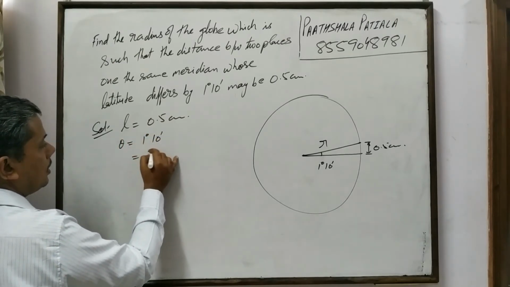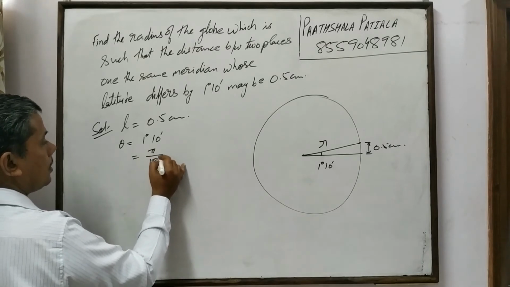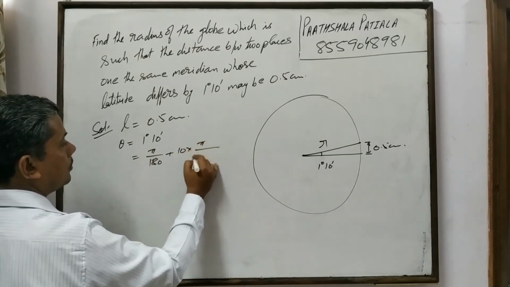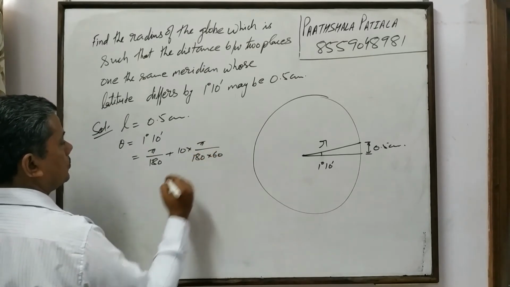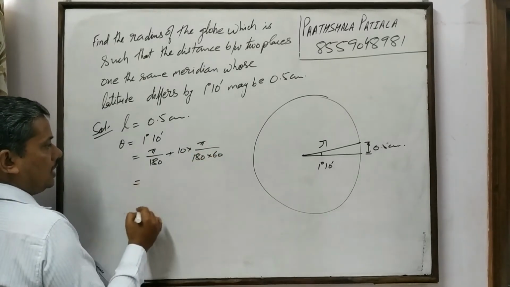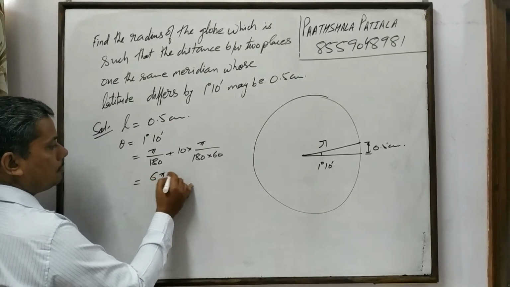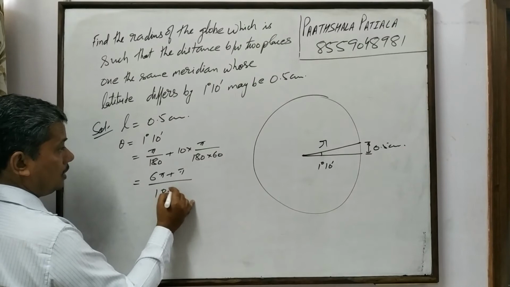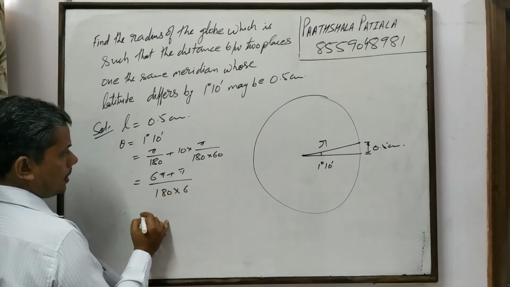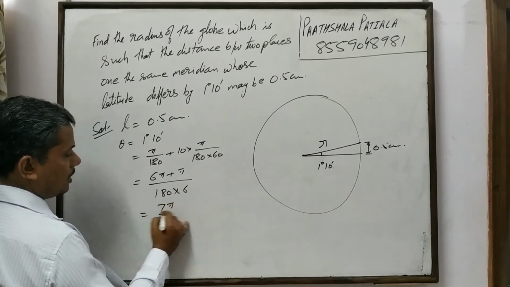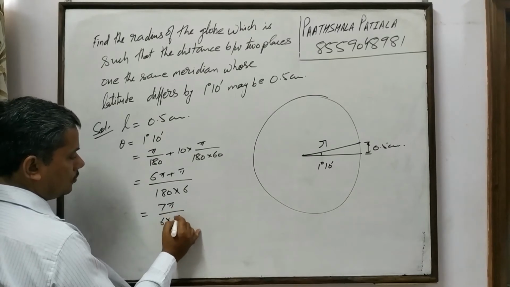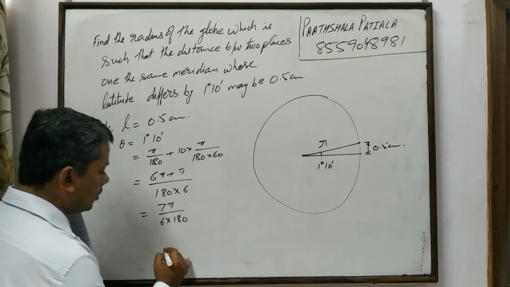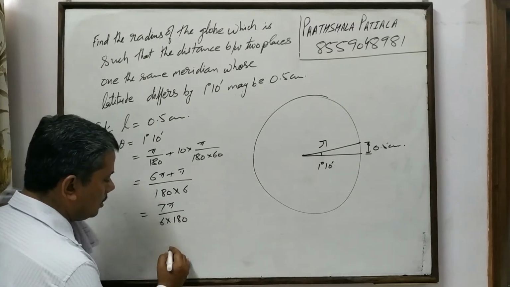1 degree is pi upon 180, plus 10 minutes, which is 10 multiplied by pi upon 180 into 60. So take the LCM: 6 pi plus pi upon 180 into 6. So that is 7 pi upon 6 into 180. That is your theta.